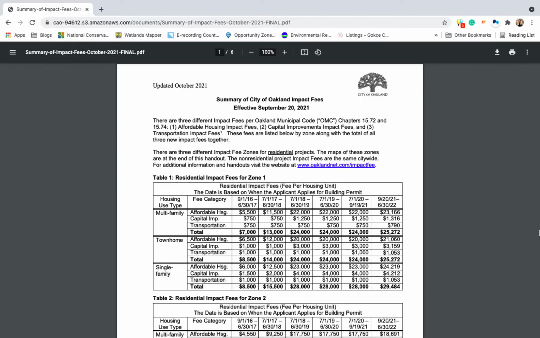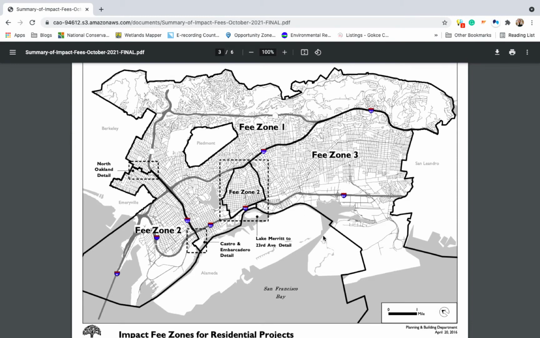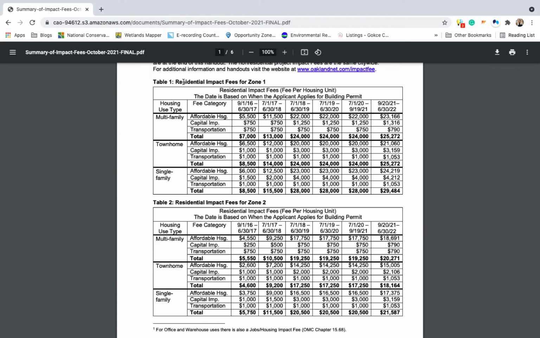Number 3. Let's take a look at an example. Here is a summary of impact fees for the city of Oakland. First, you can see that the city's boundaries are broken down into 3 different zones, each one with a corresponding fee schedule. And here are tables for residential impact fees for zones 1 and 2. So if you are building a single-family home in Zone 1, you would pay $24,000 per unit to pay for new affordable housing, $4,000 per unit to pay for capital improvements like sewer and water, and $1,000 per unit to pay for transportation costs.